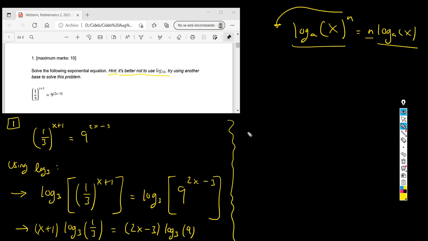Okay, now let's continue. Over here we have the logarithm base 3 of 1/3 and the logarithm base 3 of 9. And this is why I told you that it's better to use this particular base for this particular problem, given the fact that this number and this number are powers of 3, because it's very simple to calculate the logarithm base 3 of 1/3 and the logarithm base 3 of 9. What is this number? This is minus 1, so I can write this. And what is this number? This is 2.